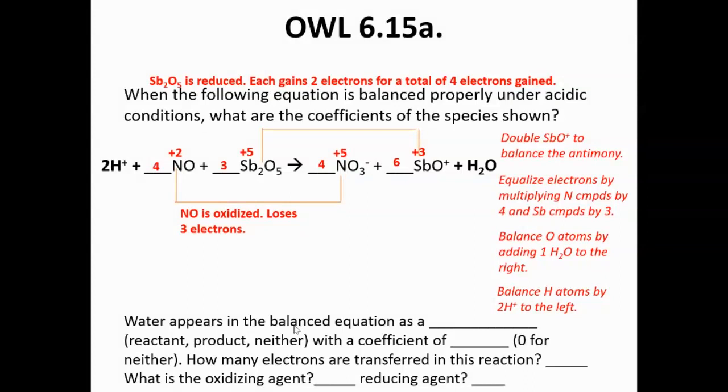We just need to answer the questions. Water appears as a product. It has a coefficient of 1. Electrons transferred. Well, we had 3 electrons transferred, but we had to multiply the nitrogens by 4 and the antimonies by 3 and 6. So that means there's a total of 12 electrons transferred. What about the oxidizing agent? The oxidizing agent is the species reduced, which would be Sb2O5. The reducing agent is the species oxidized, which would be NO.